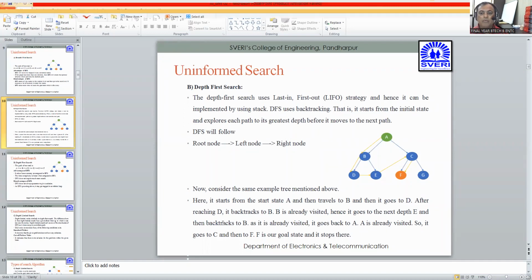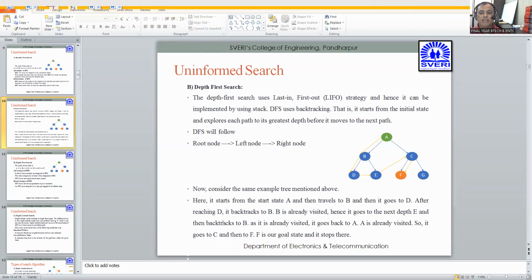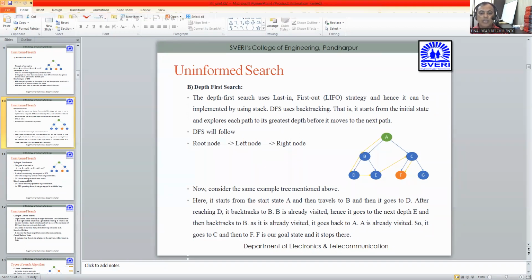So if we go by A, from A it will travel to B. From B, it will go to D. After reaching D, it will backtrack to B. B is already visited. Hence, the next step will be E. And from E, it will go to B. From B, it will go to A again. A is already visited. So now it will go to C and then F. F is the goal state and it will stop there.